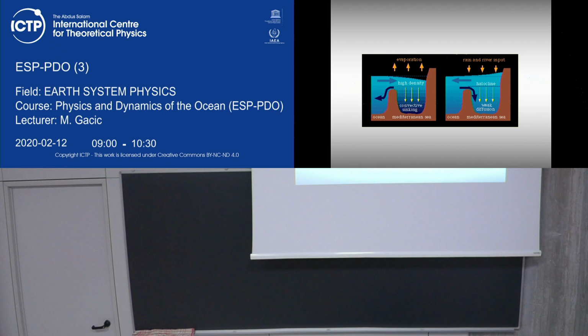The global conveyor belt is driven by the dense water formation site, so by this engine. The water exchange between a semi-enclosed basin and the adjacent ocean is driven due to the differences in temperature and salinity, or due to differences in density.